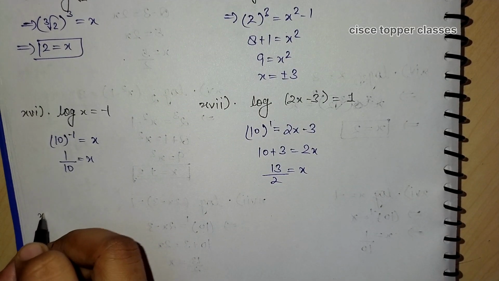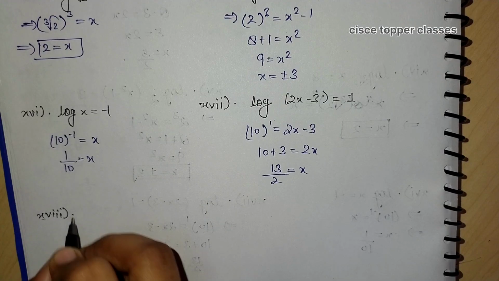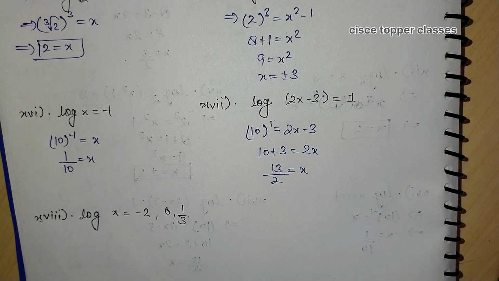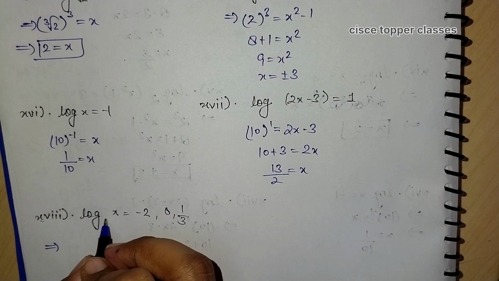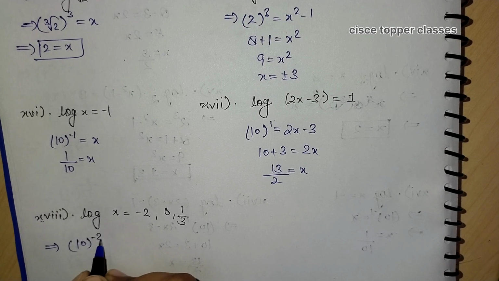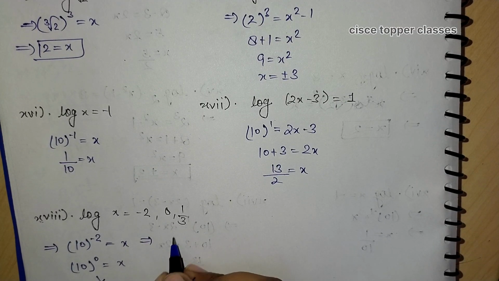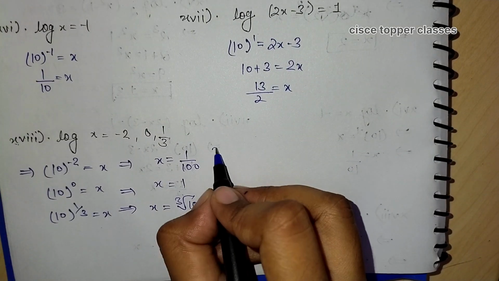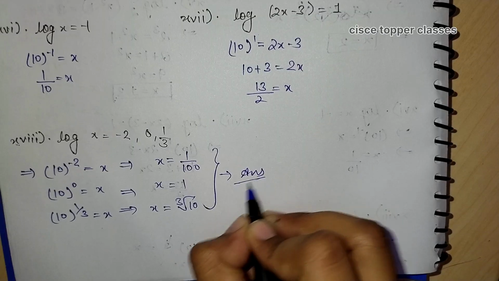And the 18th part from here is log of x equal to minus 2, 0, 1 by 3. We can write this part with 10 as base. So 10 to the power minus 2 will be x, 10 to the power 0 will be x, 10 to the power 1 by 3, the cube root of 10, will be x. We can write x is equal to 1 by 100, x is equal to 1, and x is equal to the cube root of 10. So from here these are the values of x. So this is the answer.